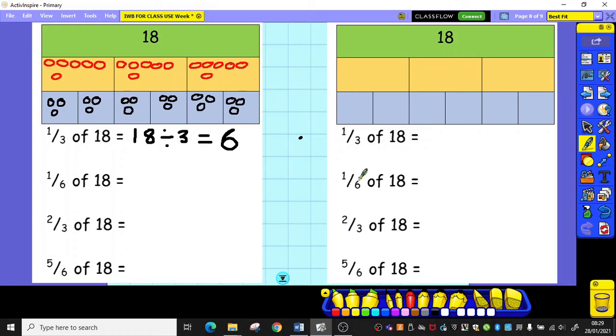Another way to do it, though, if I know that 1/3 of 18, as we've already said, is 18 divided by 3, and if I can work out that actually 3 fits into 18 6 times, then I could just put my 3 numbers that make 18: 6, 6, 6. And this is a more efficient and quicker way of filling in my bar model to represent 1/3 of 18 than actually drawing the counters. But you can decide which you prefer to do. You could actually decide to do both, if that helps you.